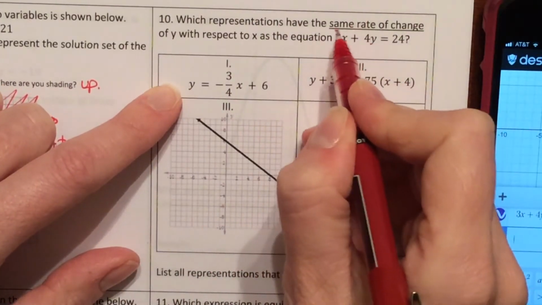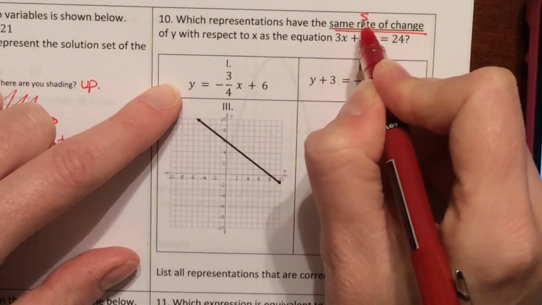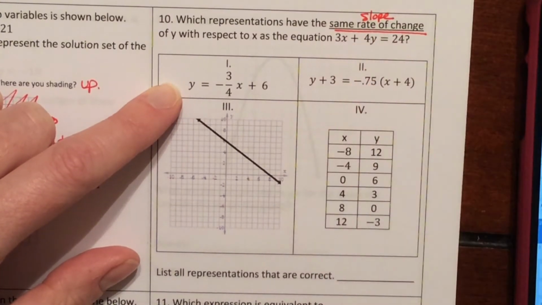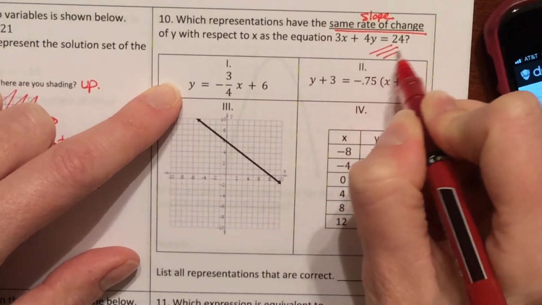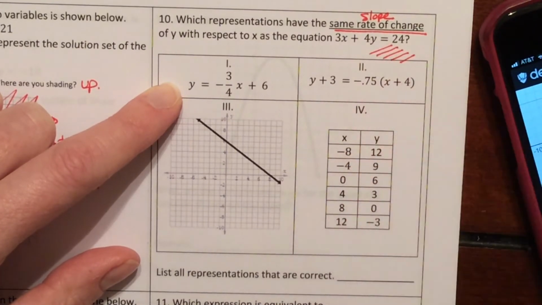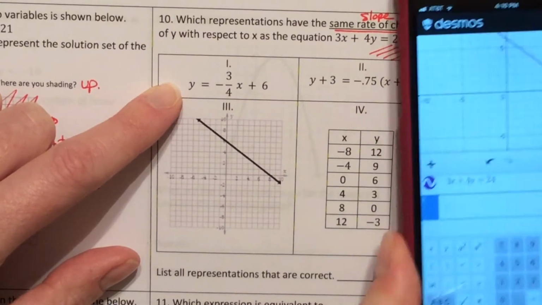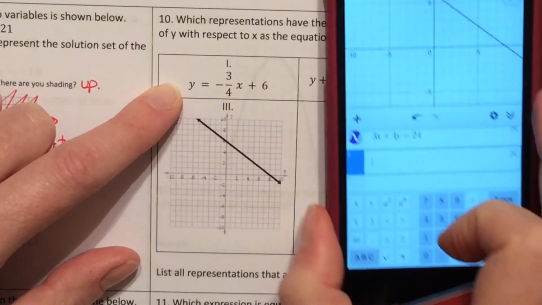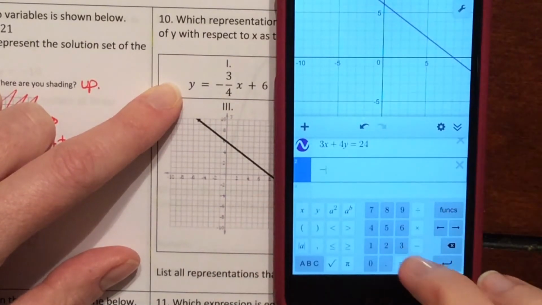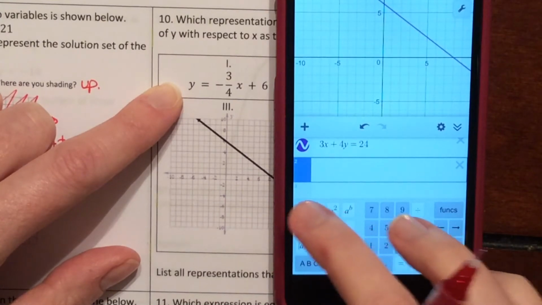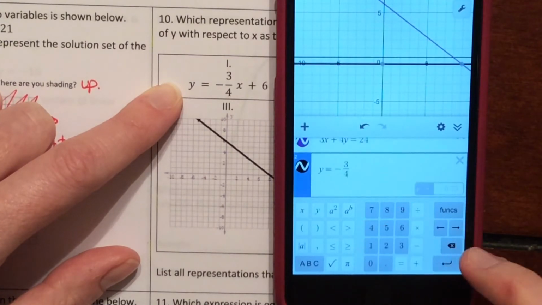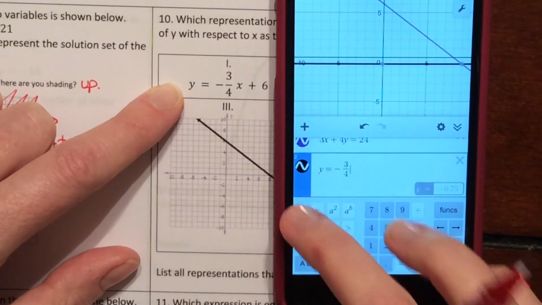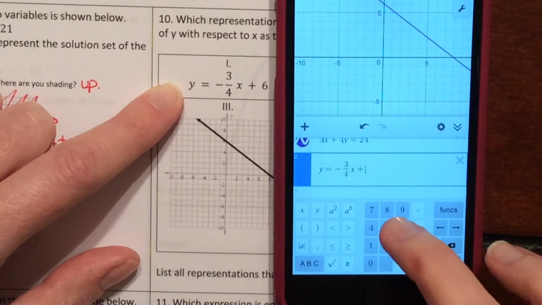When it has the same rate of change, that means same slope. And lines that have the same slope are all going to look kind of like this. They're going to be parallel. So as I type them in, that's what I'm looking for. So we have y equals negative 3/4 x plus 6.